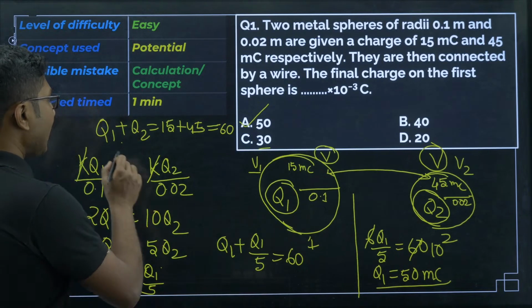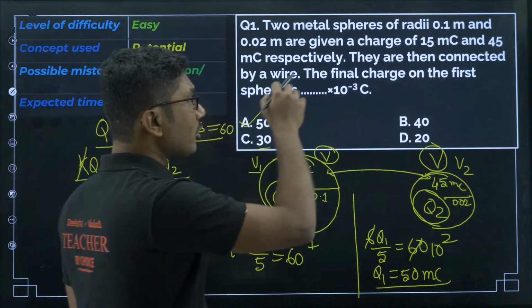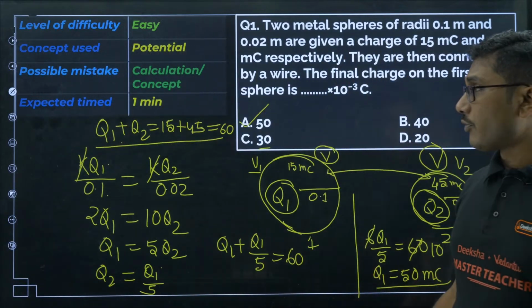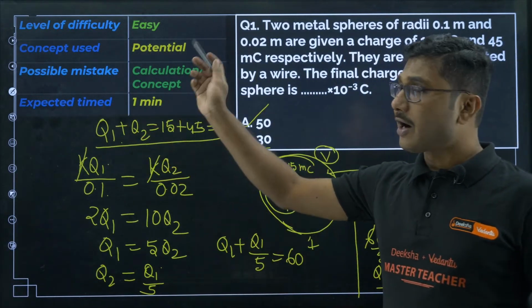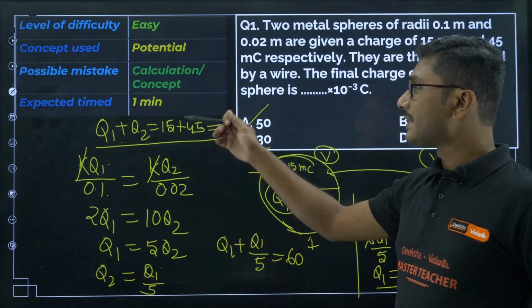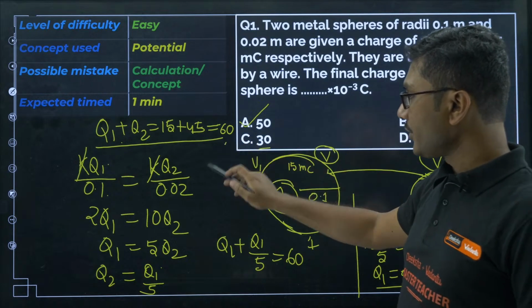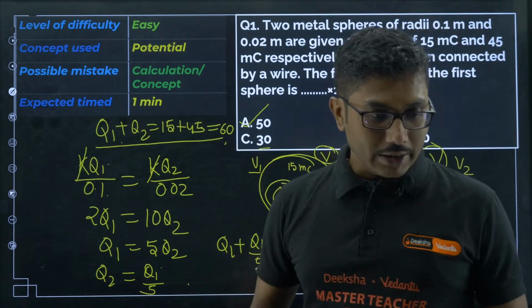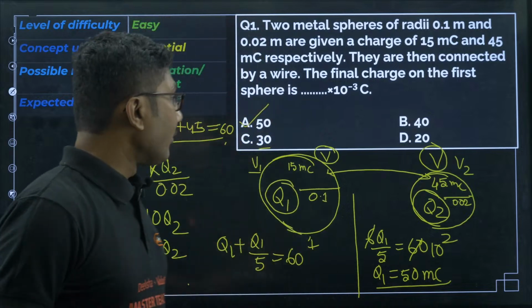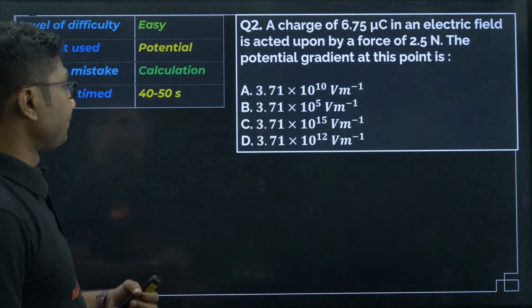Then you have to just simplify. Another relationship is that both of them were given some charges. So from the conservation of charge, the total charge after the distribution should be the same as the initial charge. From there you will get another equation. So two equations, two unknowns, you can solve it, right? Now let's move on to the next question.